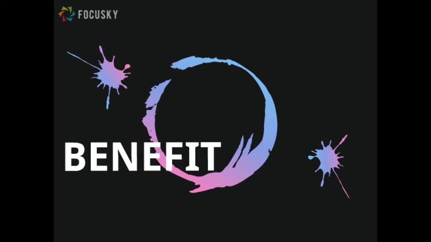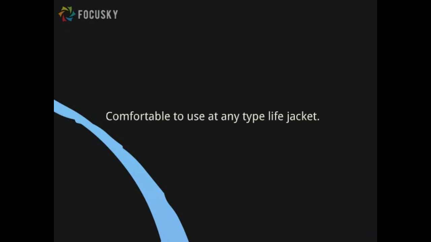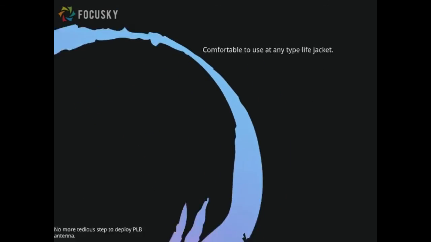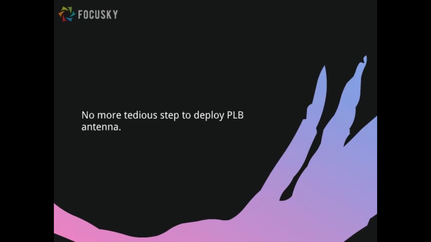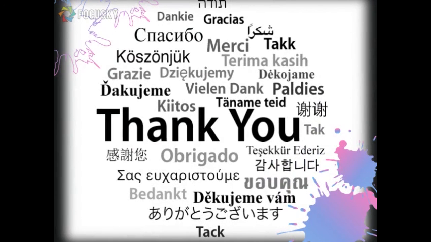From this project, the antenna that was designed can hopefully benefit users in unexpected situations. The innovation is that it is comfortable to use in any life jacket. No more tedious steps to deploy the personal locator beacon antenna. And lastly, it helps to minimize user movement in injury conditions, where it is important to make sure the user is safe and can be rescued. Thank you so much for watching this video.